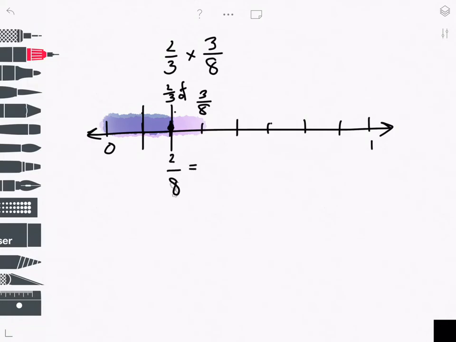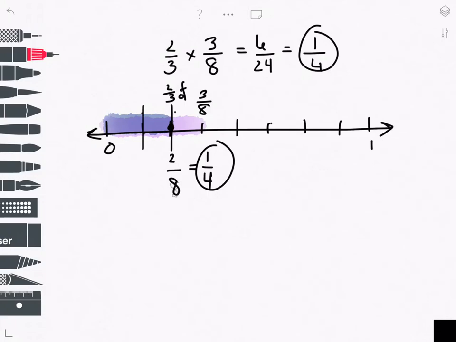I can simplify 2/8 to 1/4. Now I can do my computation up here. 2 times 3 is 6. 8 times 3 is 24. And if I simplify by dividing by 6, I get 1/4.